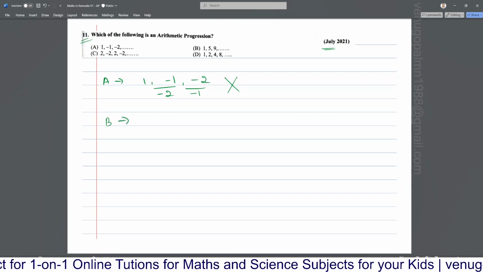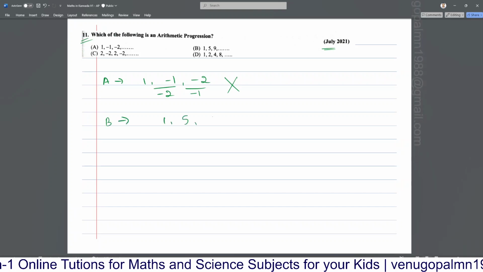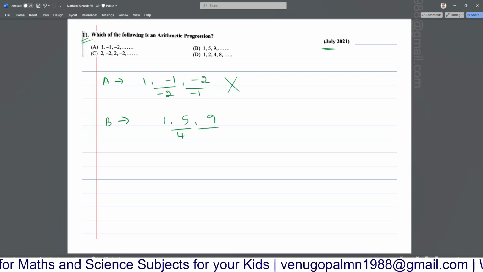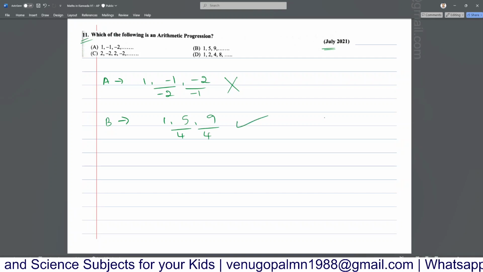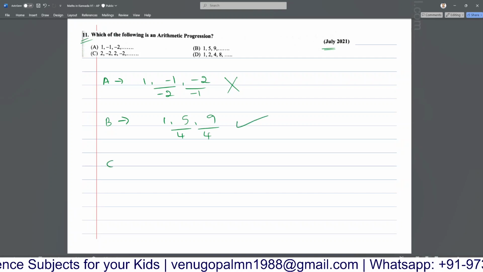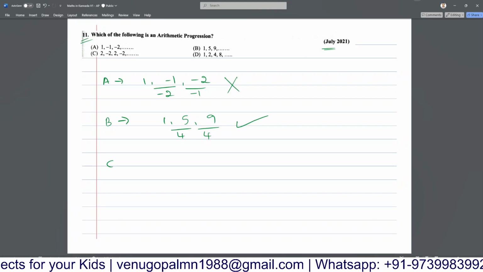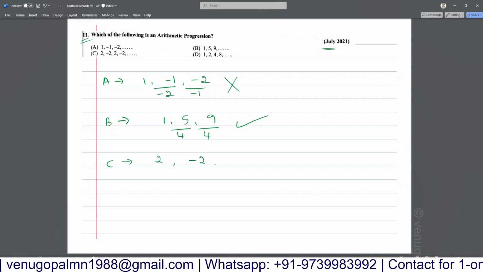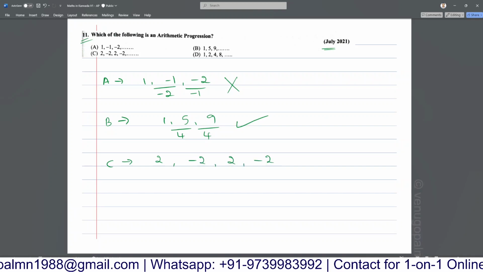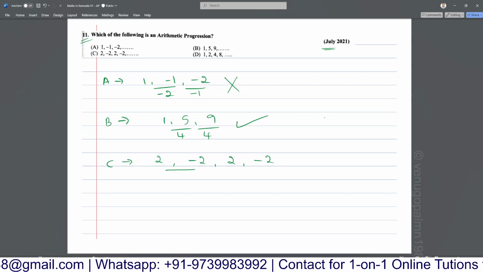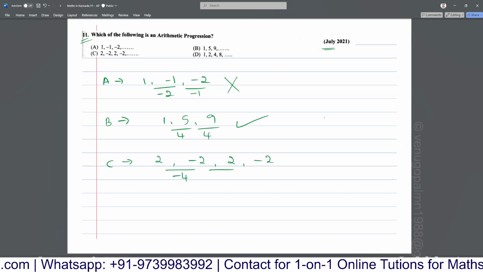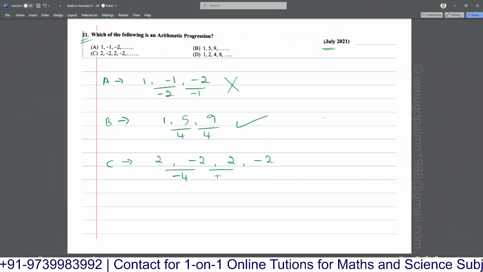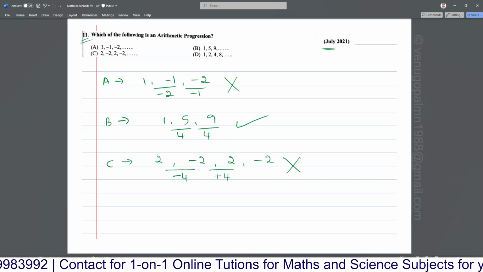Let us take the second sequence, 1, 5, 9. The difference between a2 and a1 is 4, and the difference between a3 and a2 is 4. This is an arithmetic progression. Since you have already found the answer, you don't have to proceed further, but if you want to check whether others are also AP or not, write the sequence. Minus 2 subtracted by 2 is minus 4, and 2 minus minus 2 would be plus 4. So this is not an arithmetic progression.